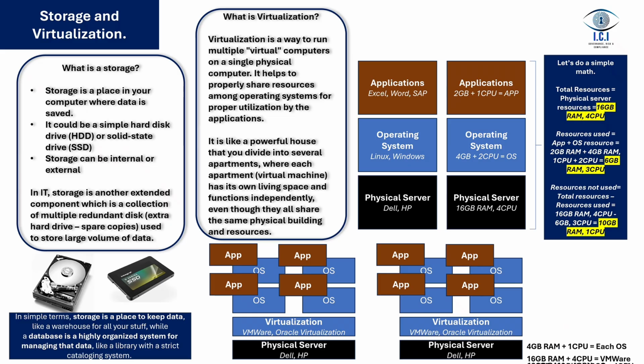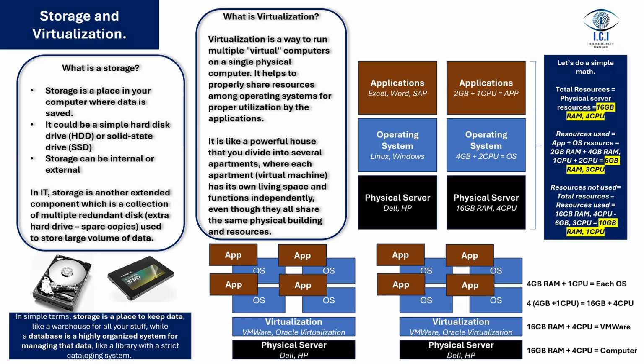Now, what does this do for us? If you look at it, the physical server is assigned 16 gig RAM and 4 CPU, just like the way we had it here. So you see the physical server here, we have 16 gig RAM and 4 CPU.